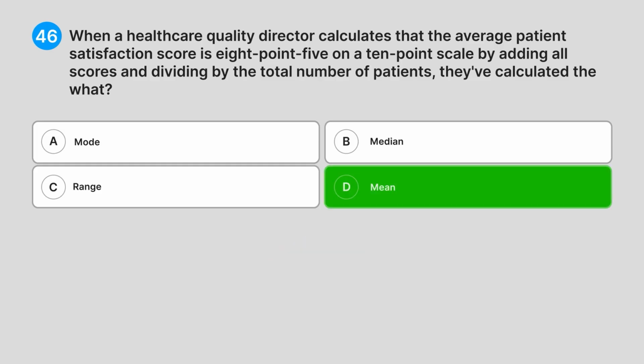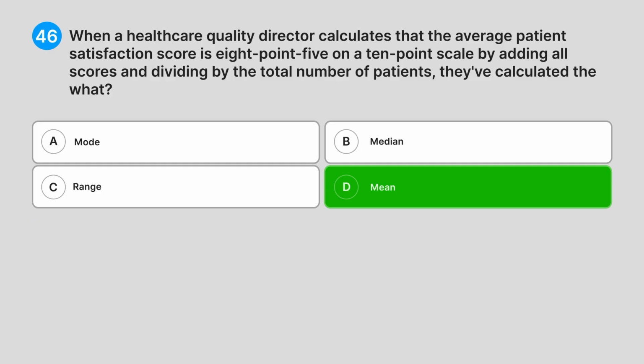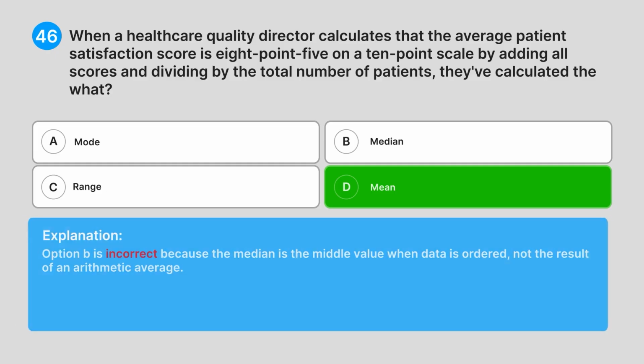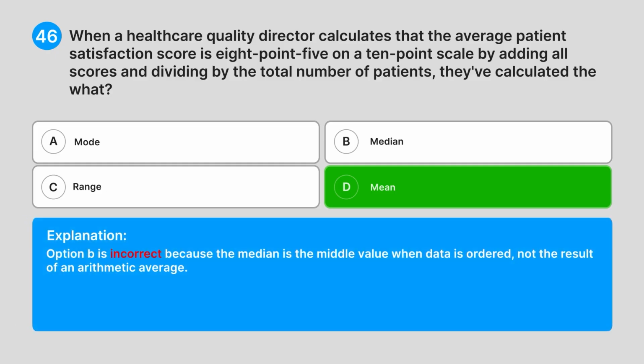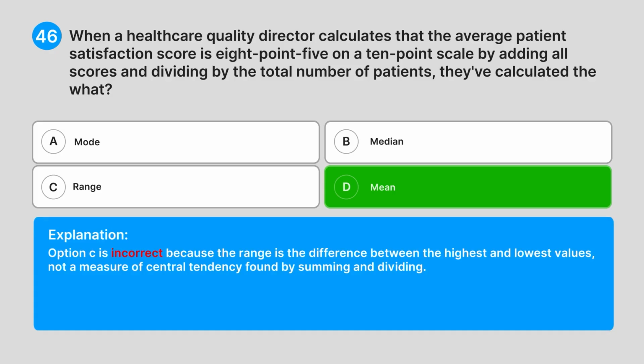Correct answer, D. Mean. Explanation: option D is correct because the mean is calculated by summing all values and dividing by the number of values, which is exactly what the director did. Option A is incorrect because the mode is the most frequently occurring value in a data set, not calculated by summing and dividing. Option B is incorrect because the median is the middle value when data is ordered, not the result of an arithmetic average. Option C is incorrect because the range is the difference between the highest and lowest values, not a measure of central tendency found by summing and dividing.